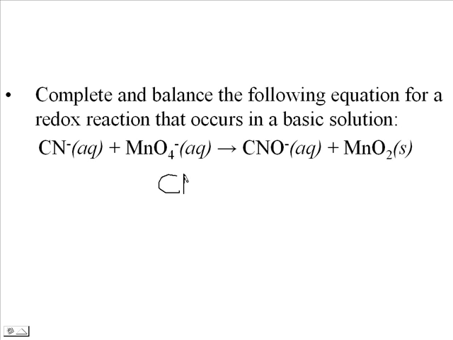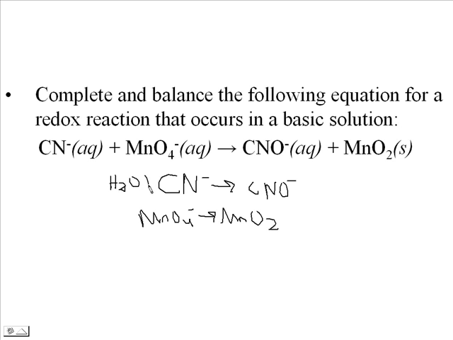So our 2 reactions, first of all, are CN- becoming CNO- and MnO4- becoming MnO2. Okay, so first of all, we want to balance things that aren't oxygen or hydrogen. So the carbons are good, nitrogens are good. Now we want to balance our oxygens, so we're going to add an H2O to this side. And by doing so, we added 2 hydrogens, so now we have to add 2 H pluses to this side.